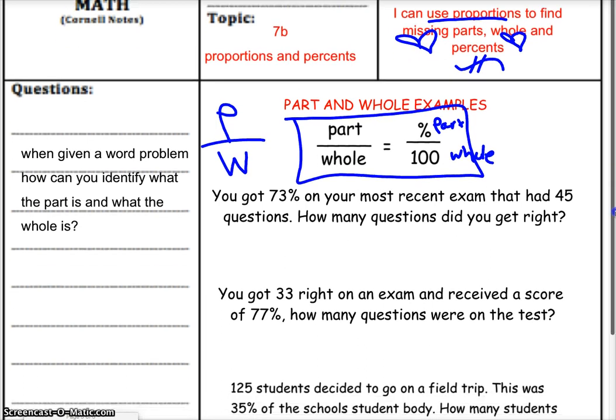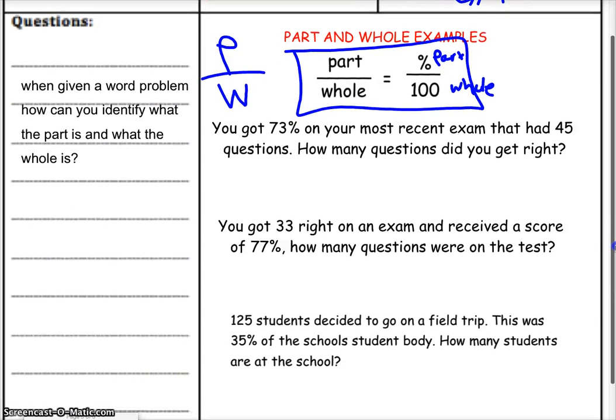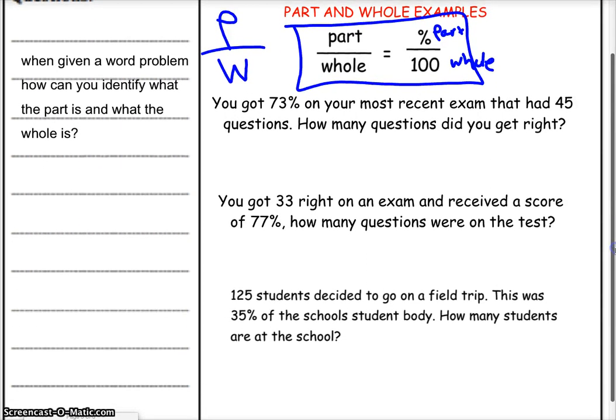The trick here, they're all word problems. It's trying to identify, are you given the part or are you given the whole? You got 73% on your most recent exam that had 45 questions. How many questions did we get right? So you got 73% on your most recent test. My test had 45 questions. How many did I get right?